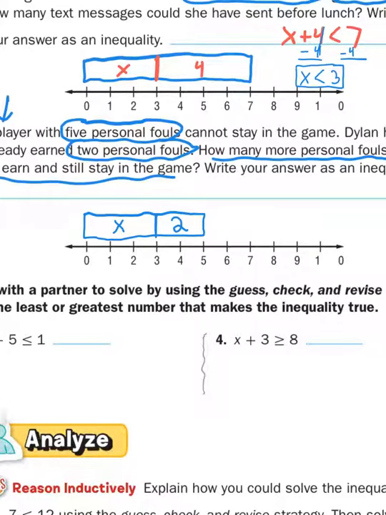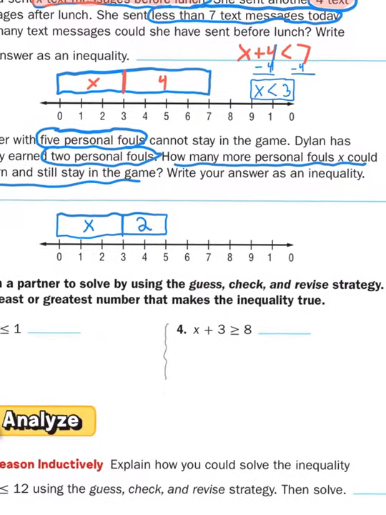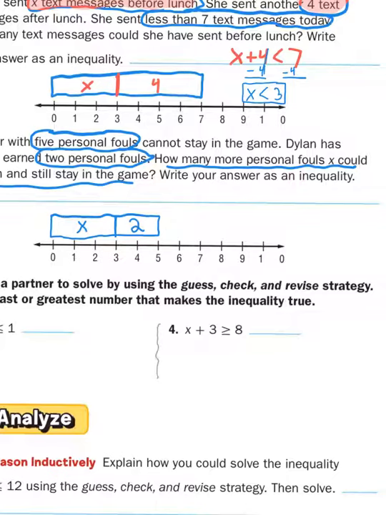Now take a look where the line is. The line's on the 3. So he has to have less than 3 personal fouls. That's what X is. If he has less than 3, he can still stay in the game. As soon as he hits 3, he's out of the game. All right, so now we're going to write that as an inequality, and we're going to solve it. Now we know the answer is X is less than 3 because we just figured that out by looking at it here. It has to be less than 3. But let's show you the inequality.